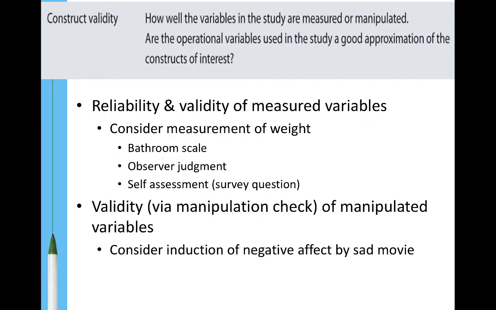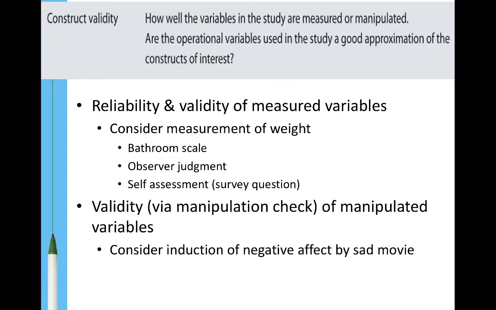How would we know if we were successful? Well, we could ask people how they feel after the movie. We could hook them up to some kind of EEG or some kind of physiological measure. We could see whether they cry. I mean, there are various things that we could do to try and see whether the manipulated variable really corresponds to the thing of interest.